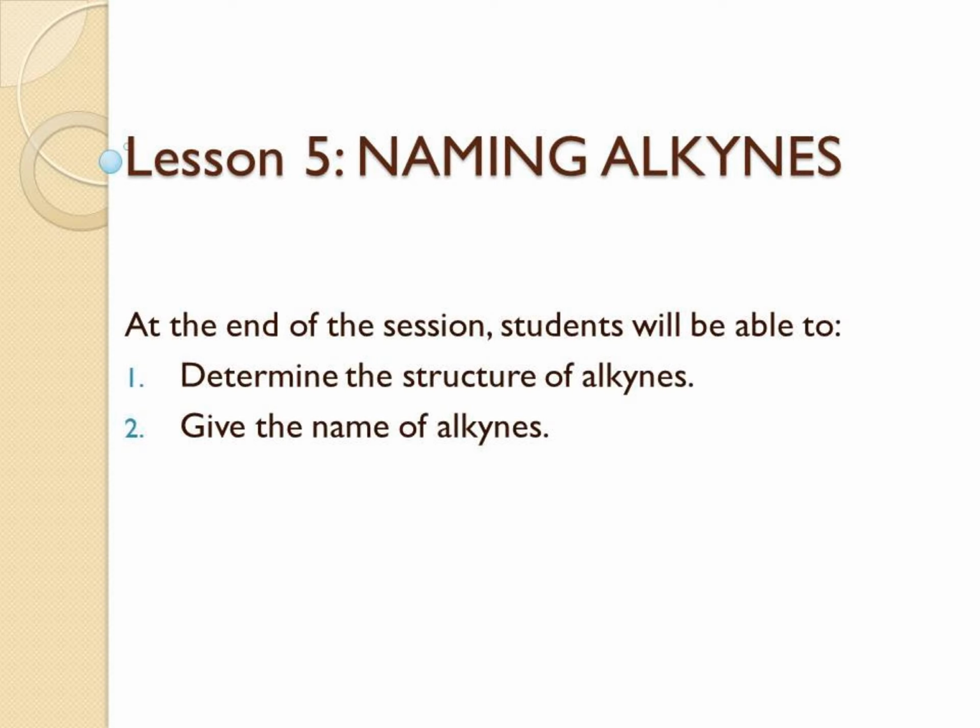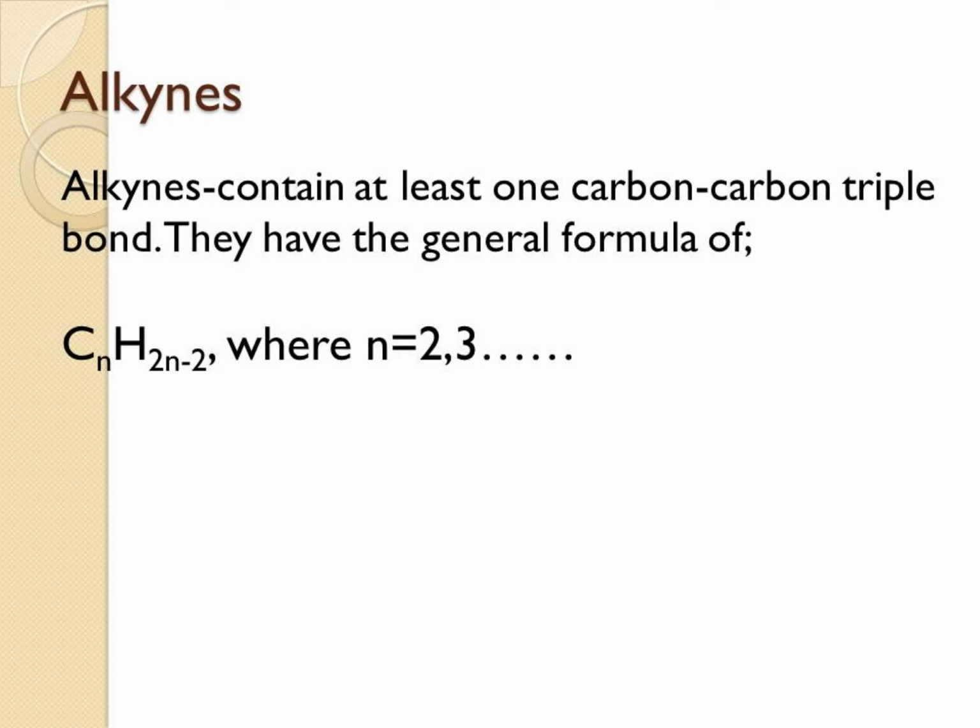Now we will discuss lesson 5, naming alkynes. At the end of the session, students will be able to determine the structure of alkynes and give the name of alkynes. What is an alkyne? Alkynes contain at least one carbon-to-carbon triple bond. They have the general formula CnH2n-2, where n is equal to 2, 3, and so on.